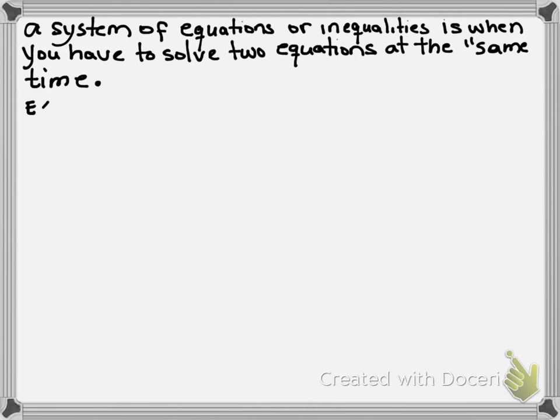So let's look at an example. Without further ado, consider 2x plus y equals 5 and 3x minus 2y equals 4. Ladies and gentlemen, we need one x and one y that works for both of them. All right?